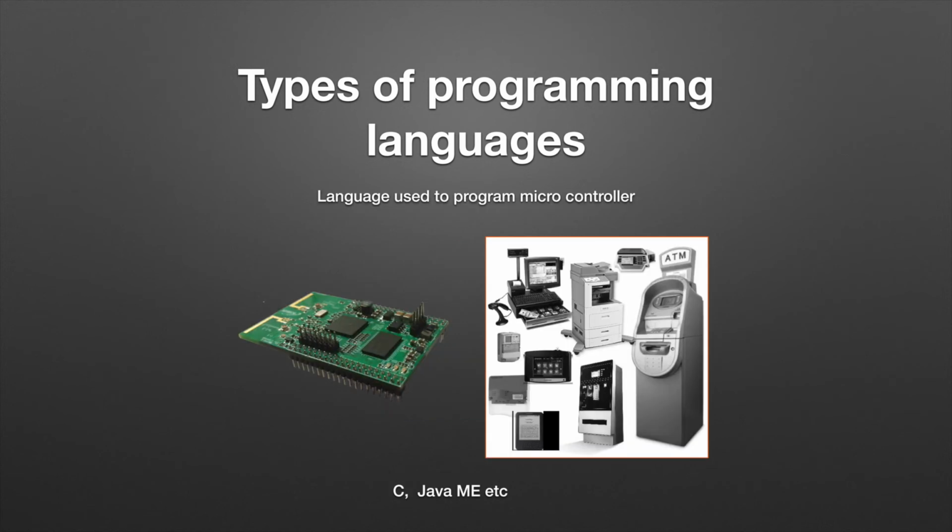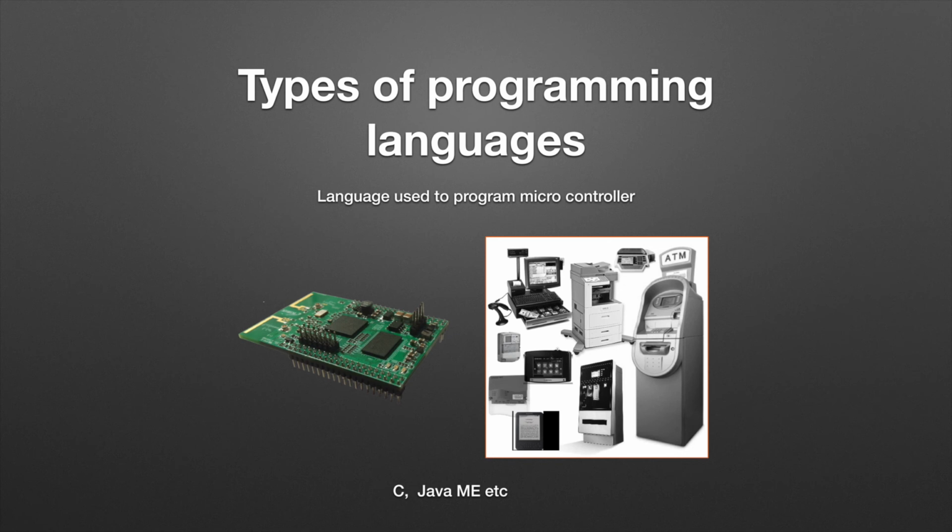The last use case is probably your toaster. Even a toaster is built based on some programming language, or even a fridge, or even your ATM machine. These have all been developed using some programming language, and that defines the language used to program a microcontroller. Well-known ones are C or Java ME, and there are so many others as well. So these are the four broad use cases that a programming language can cover to build an application.